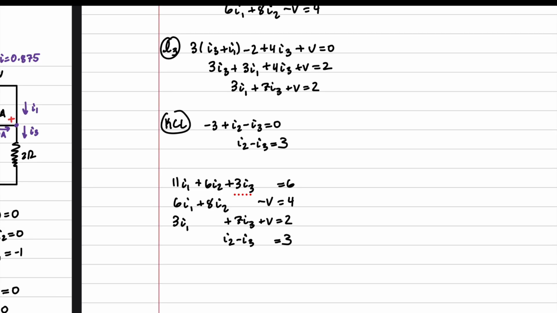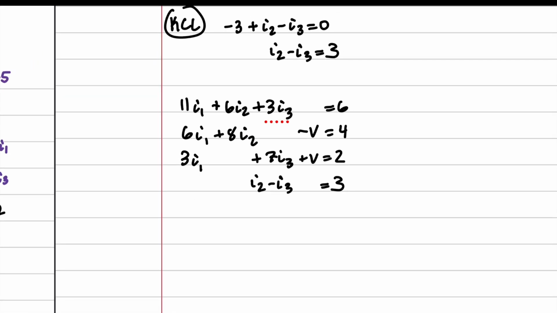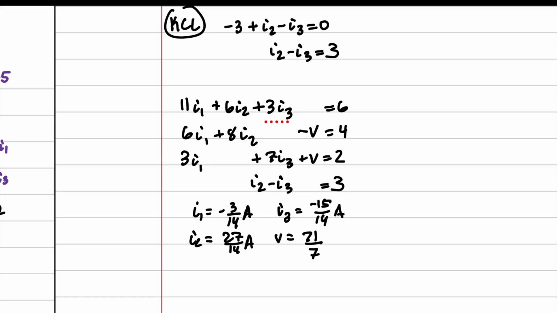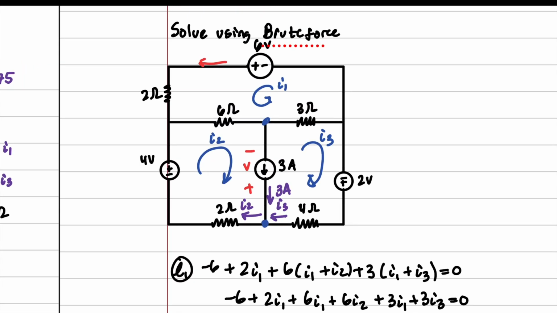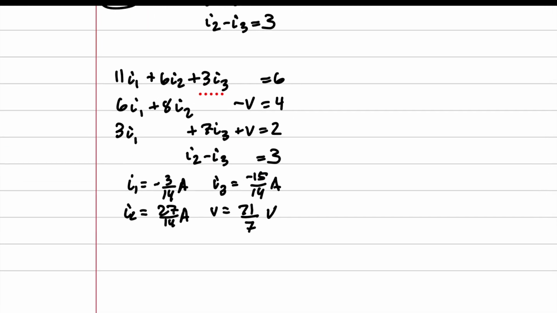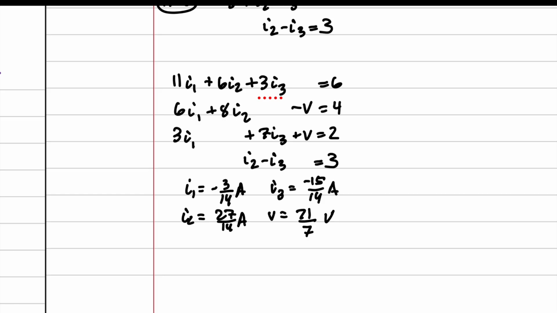And we get I1 is equal to -3/14 amps. I2 is equal to 27/14 amps. I3 is equal to -15/14 amps. And V is equal to 71/7 volts. And what are we looking for here? We are looking for this guy right here, which is equivalent to I1. So simple this time. So I1 is equal to -3/14.